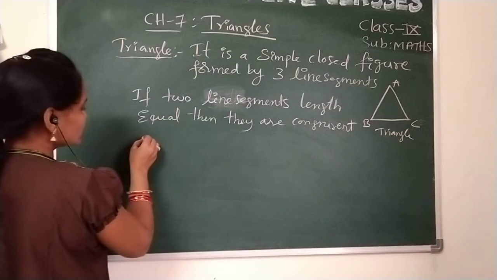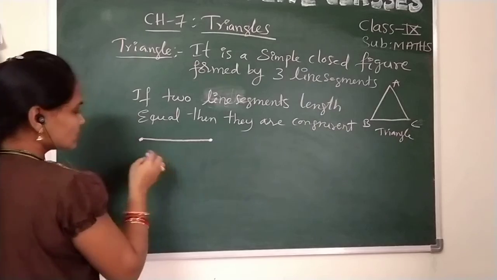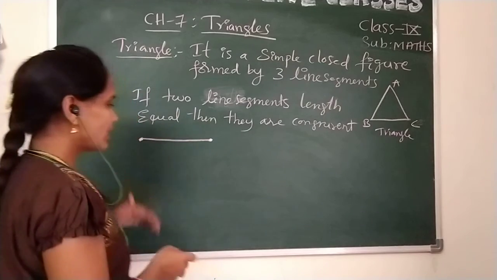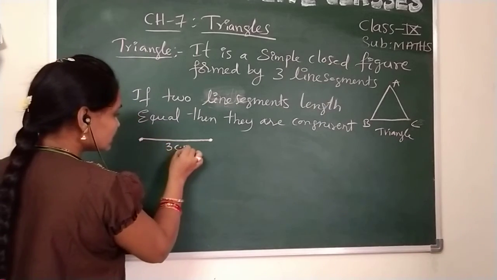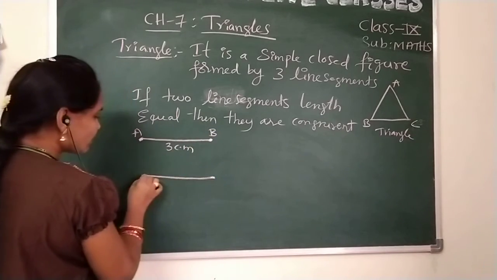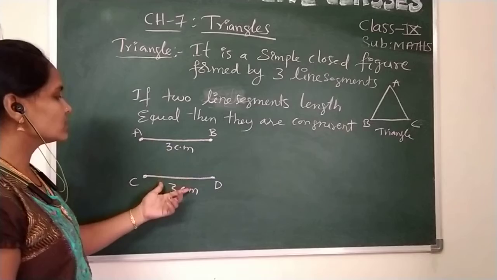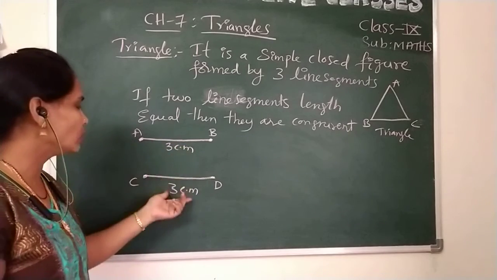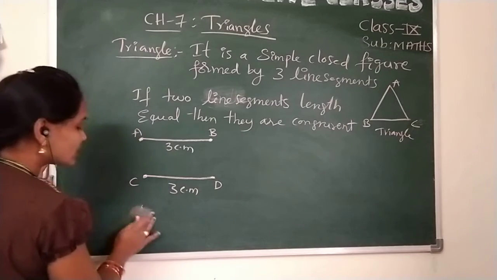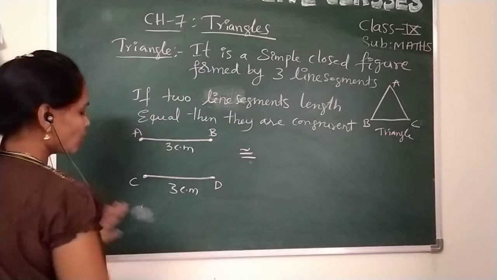Now see, I am showing 2 line segments which have the same length. Suppose the first line segment is 3 centimeters and the second line segment, CD, is also 3 centimeters. These 2 line segments have the same length, so we can call them congruent line segments. The congruent symbol is denoted like this.